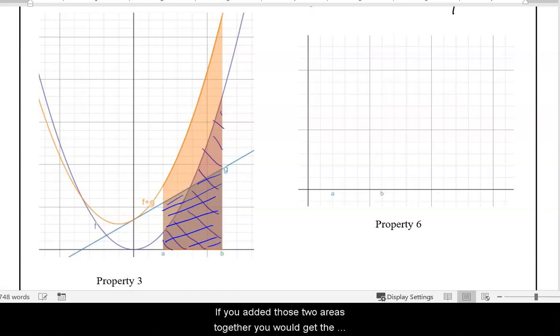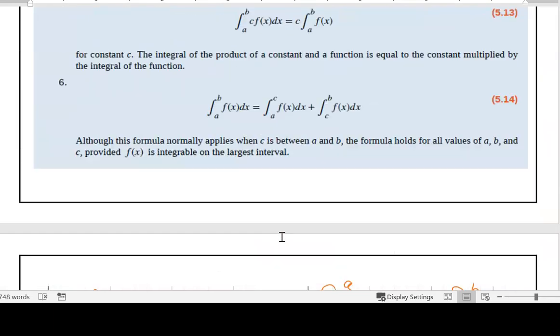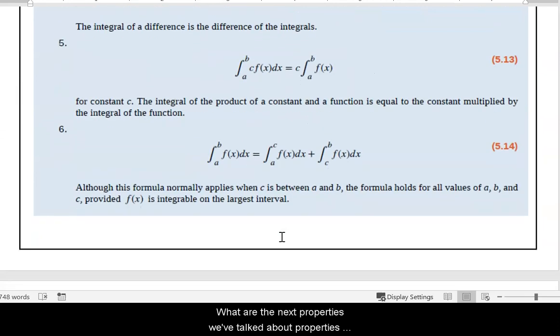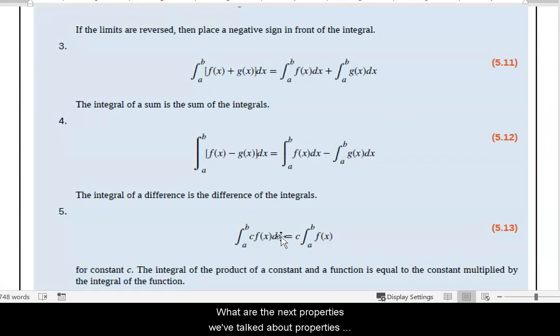If you added those two areas together, you would get the entire region that is shaded in the picture under f plus g. It should make sense to you that this is so. What are the next properties? We've talked about properties 3 and 4. Sum and difference of integrals is the difference in sum of two integrals.